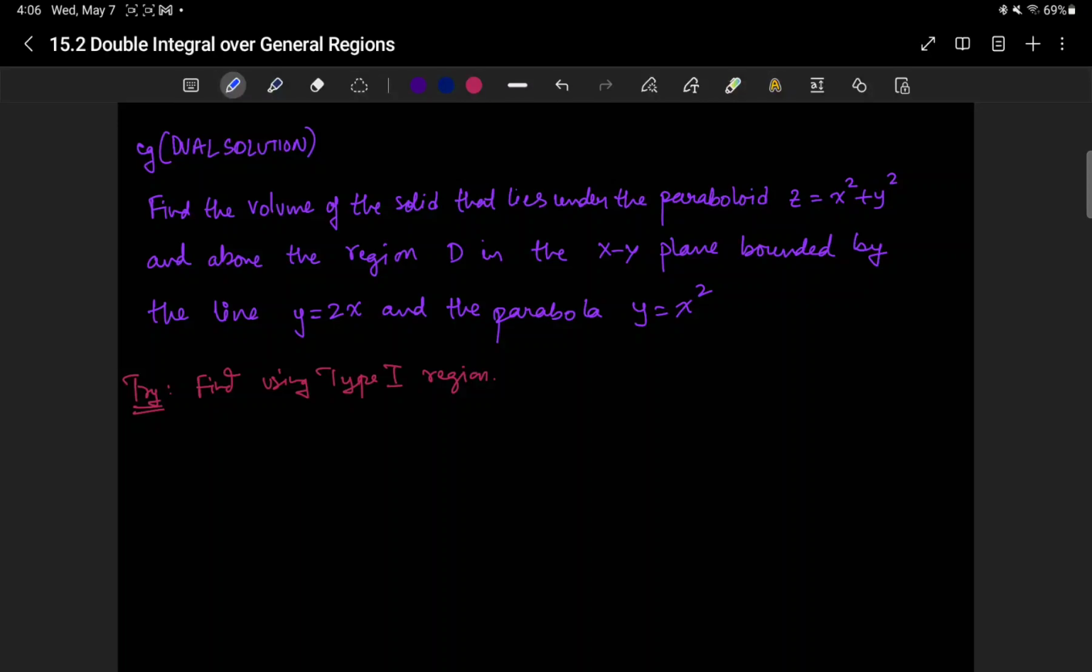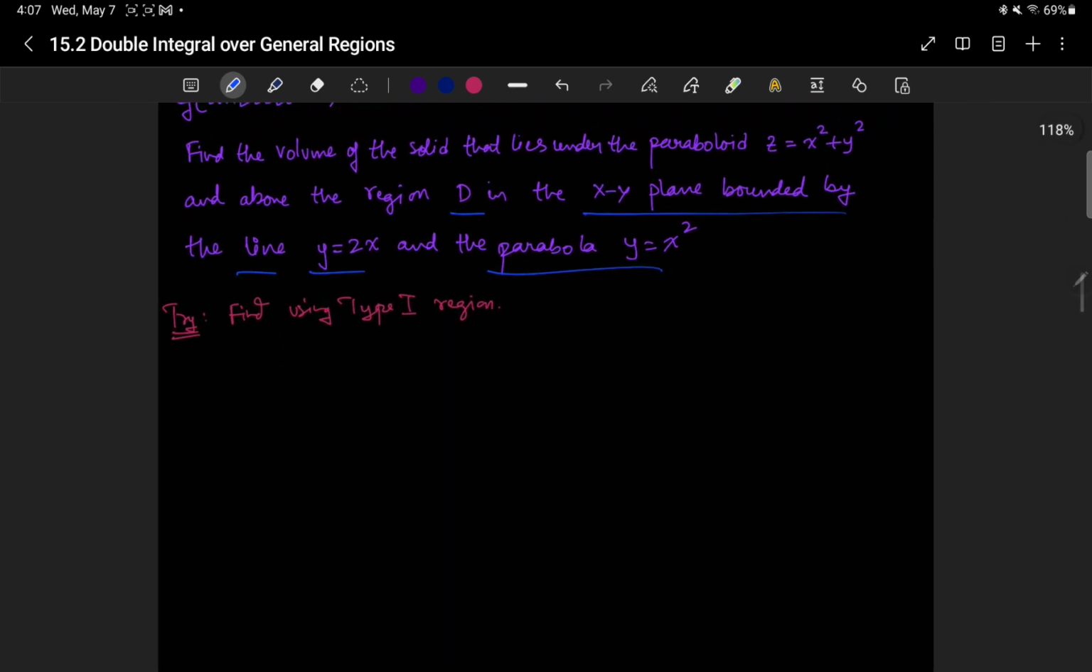Hi everyone, in this video we're going to look at a dual solution example where we can understand the region as moving horizontally or vertically, meaning we can either go dy dx or dx dy. The problem says: find the volume of the solid that lies under the paraboloid z equals x squared plus y squared and above the region D in the xy plane, which is bounded by the lines y equals 2x and the parabola y equals x squared.